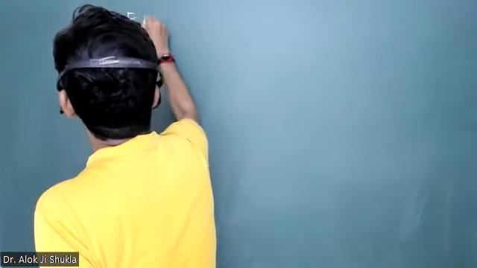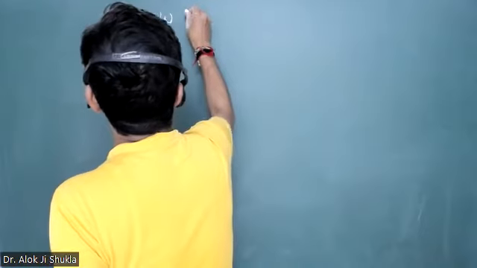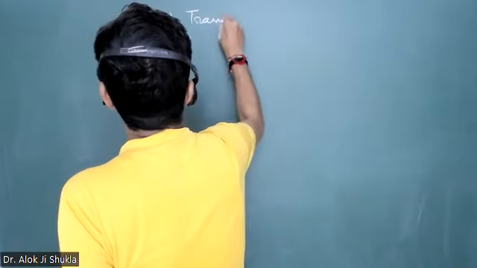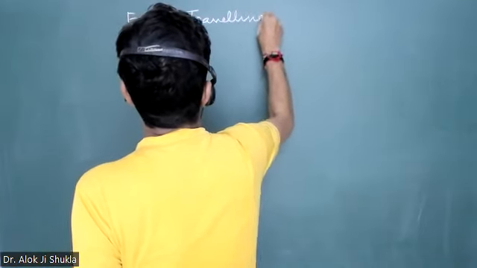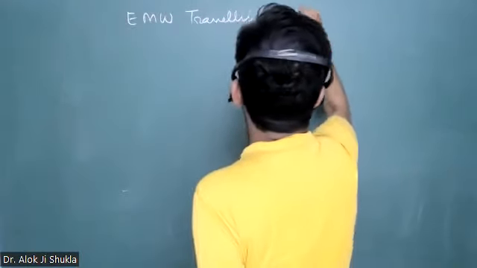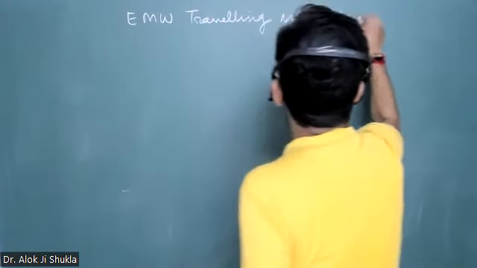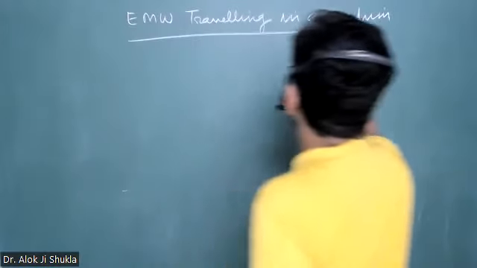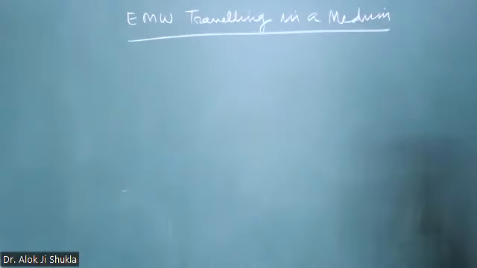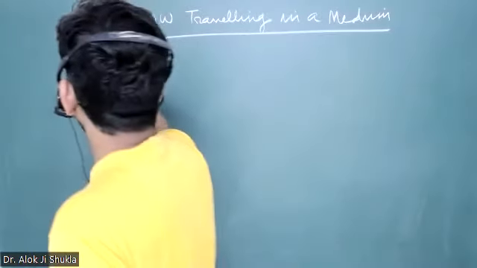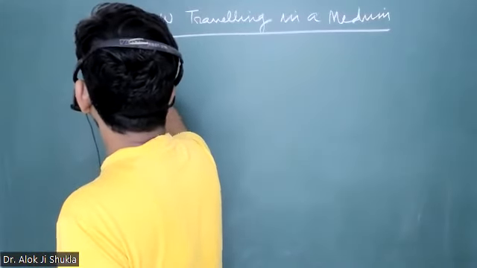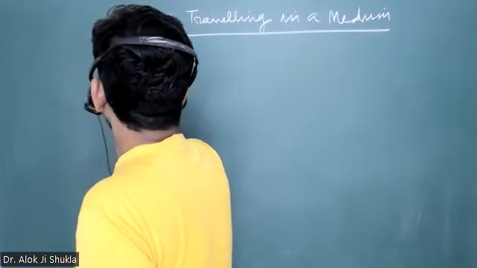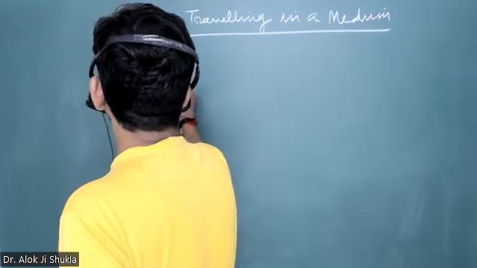So like next one is electromagnetic wave traveling in a medium. So our Maxwell's equations will be modified, correct? Del dot D will be equal to 0. Del dot B will be equal to 0.